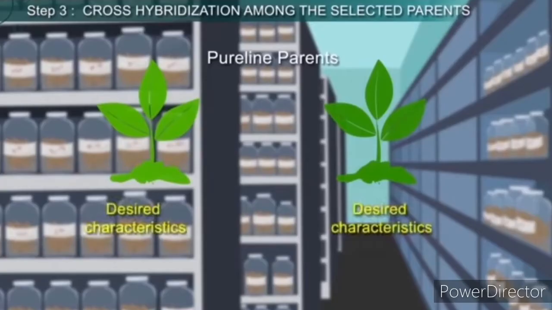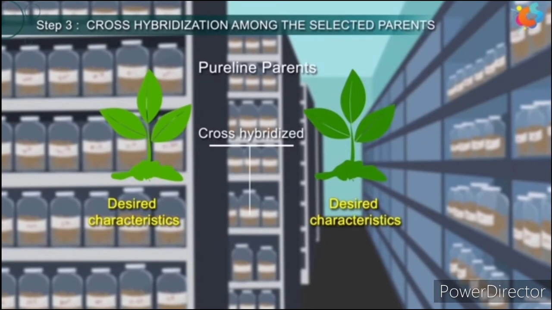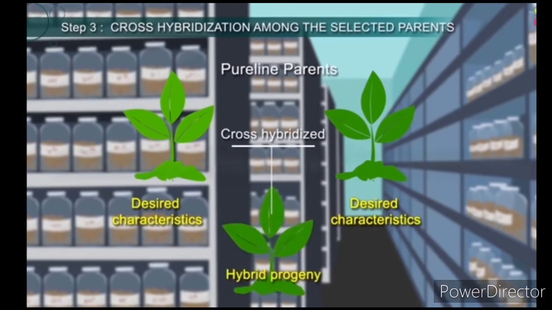The third point, cross hybridization among the selected parents. The desired characters very often have to be combined from two different parental plants. For example, high protein quality of one parent may need to be combined with the disease resistance of another parent. This is possible by cross hybridizing the two parents to produce hybrids.